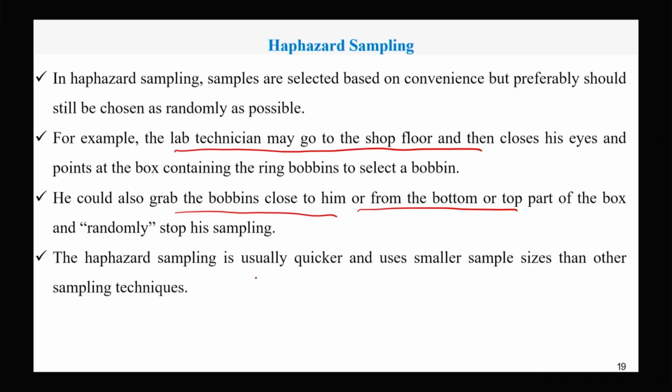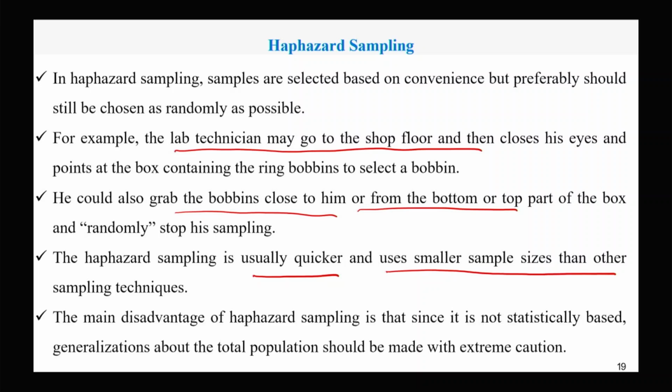It's usually a quicker method with a small sample size. You can take, say, 2 bobbins and test them, and you will get a fair idea. But it's non-statistical, and you cannot generalize. That's the disadvantage. I am taking a yarn bobbin and testing it; I cannot generalize that to the entire population, but I'll get some idea.